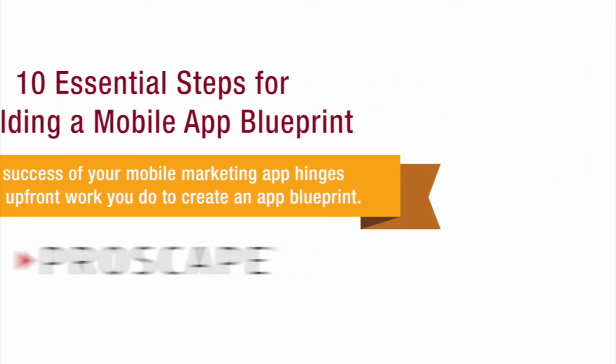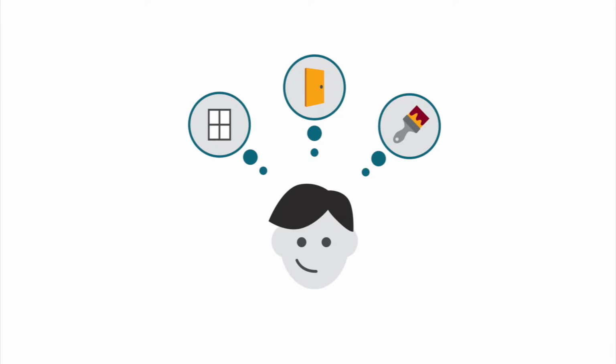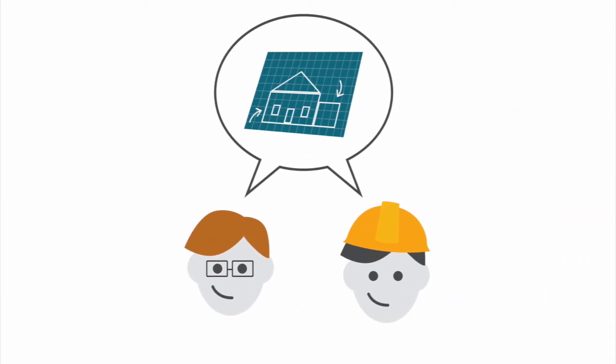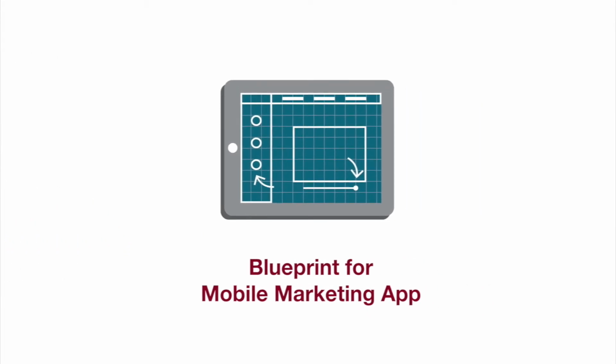Consider this. When you build a new house, do you start by hiring a bunch of construction workers and describing the house you want them to build? Of course not. You hire an architect who plans out all aspects of the house and produces a blueprint that is used to gain approval from stakeholders and guide the construction workers as they build the house. The concept of a blueprint can also be applied in many other domains, especially mobile marketing.